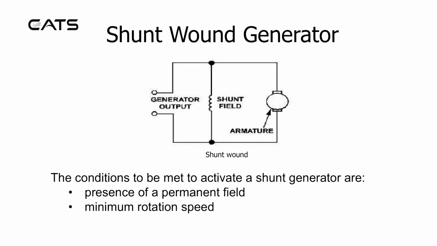The shunt wound generator. The shunt wound parallel generator has certain conditions to be met for activation. These are the presence of a permanent field and a minimum rotation speed.